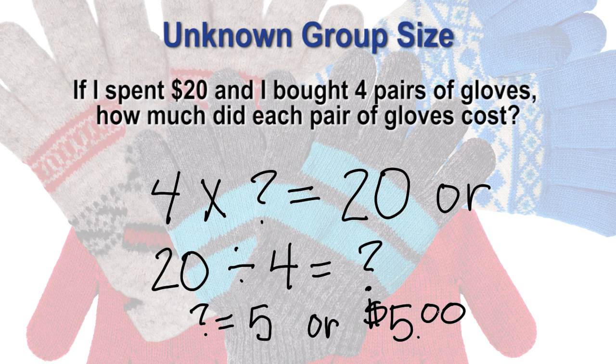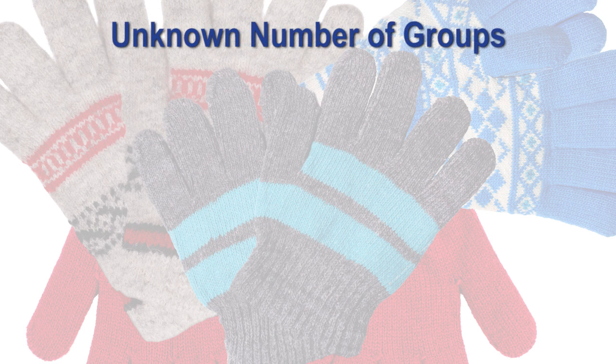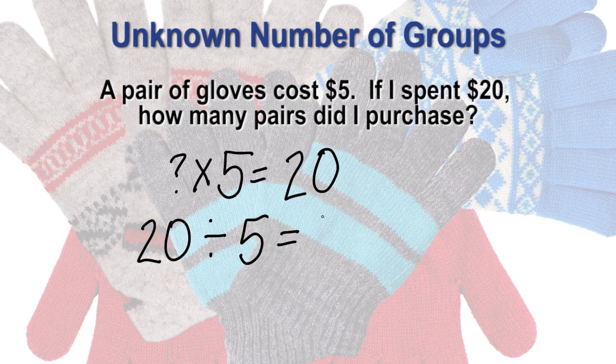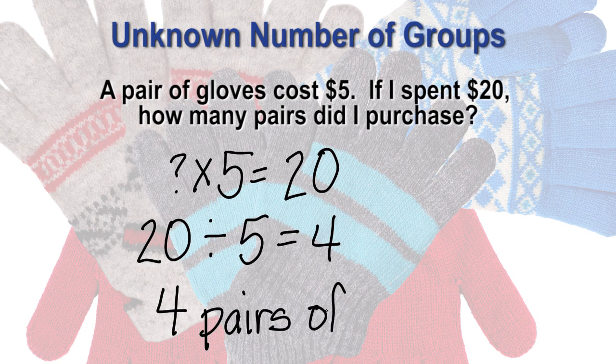Now let's look at the same problem illustrating unknown number of groups. A pair of gloves costs $5. If I spent $20, how many pairs did I purchase? To solve, we now need to think something times 5 equals 20, or 20 divided by 5 equals something. Our answer is 4, so we purchased 4 pairs of gloves.